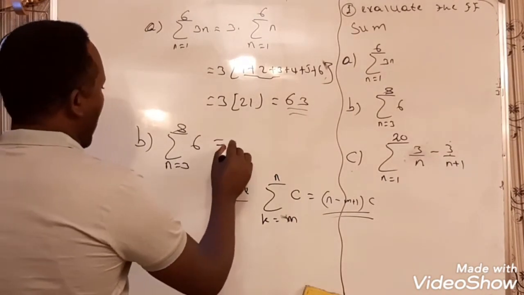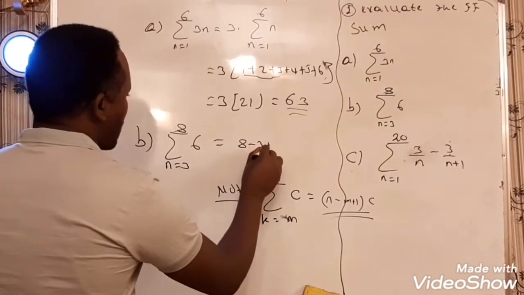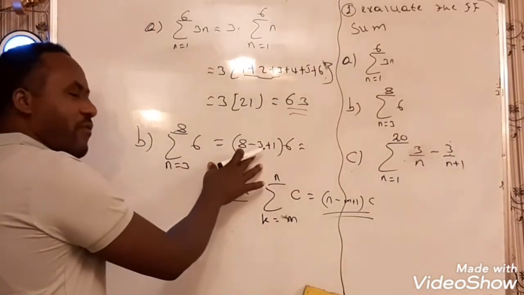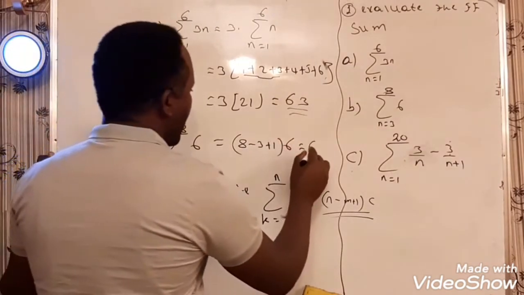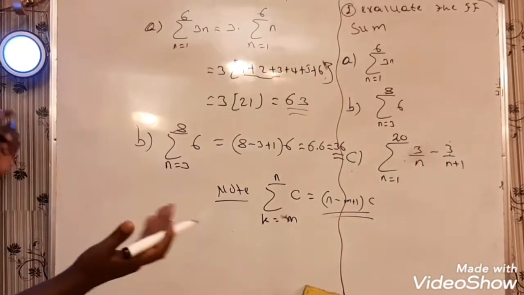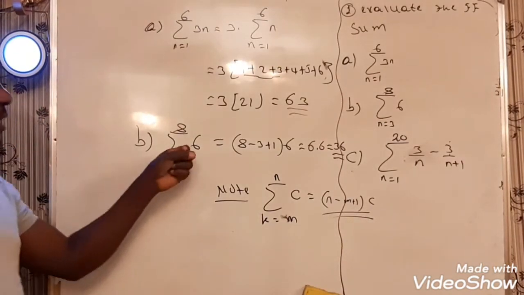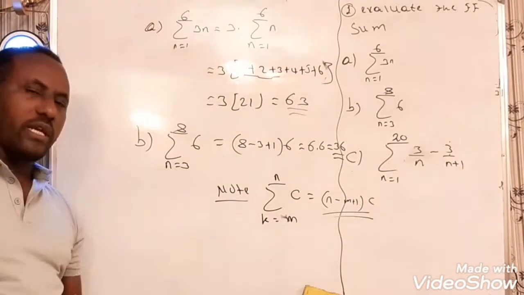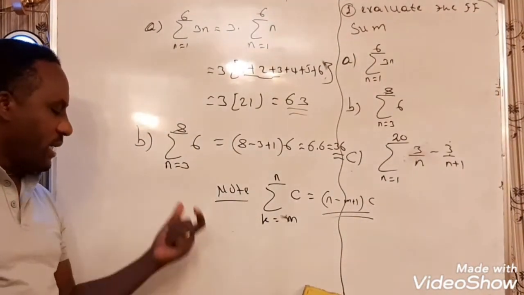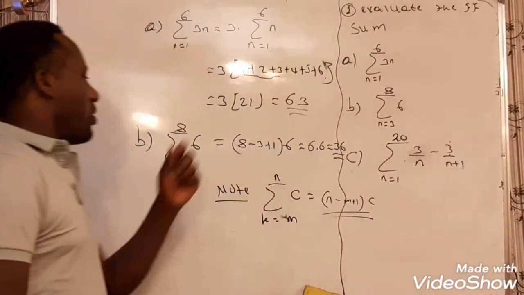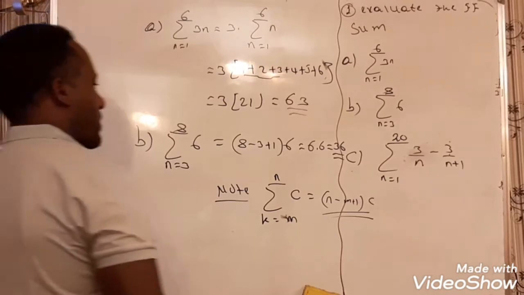8 minus 3 plus 1 times 6. 8 minus 3 is 5, 5 plus 1 is 6, and 6 times 6 is 36. That's very trivial. This is a very simple, or very tricky, method of finding the sum of such a problem in general. So this is the solution for such a problem.